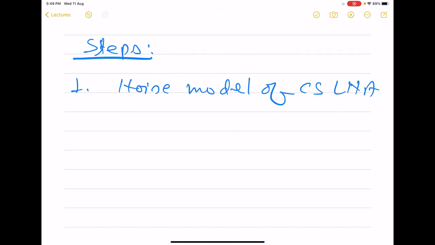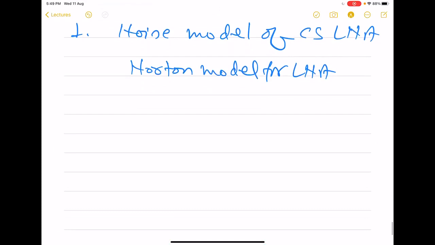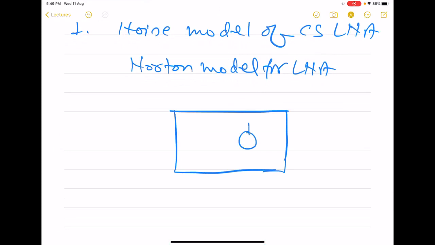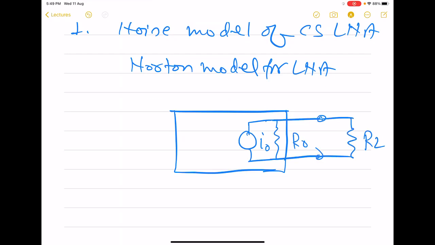So as was pointed out, we are going to take the Norton model for the LNA or the amplifier. In this Norton model, what we will assume is that on the output side, we have an output current with a certain output resistance feeding RL. The capacitor on the output side will be short circuited because we are dealing with high frequencies, so only RL will survive. And of course, on the input side, RI.